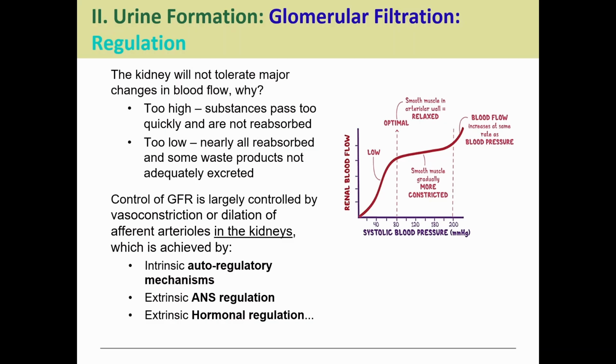The kidneys are picky. They like things to be consistent. They don't like major changes in blood flow, because if the blood flow is too high, substances go through too quickly and we don't reabsorb them. Things are pushed along too fast, and the things that are still useful do not end up back in the bloodstream. We lose important, useful materials.